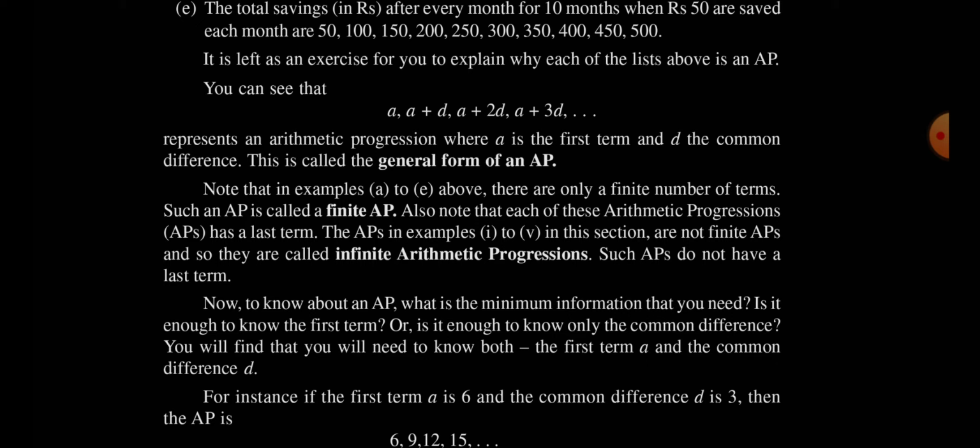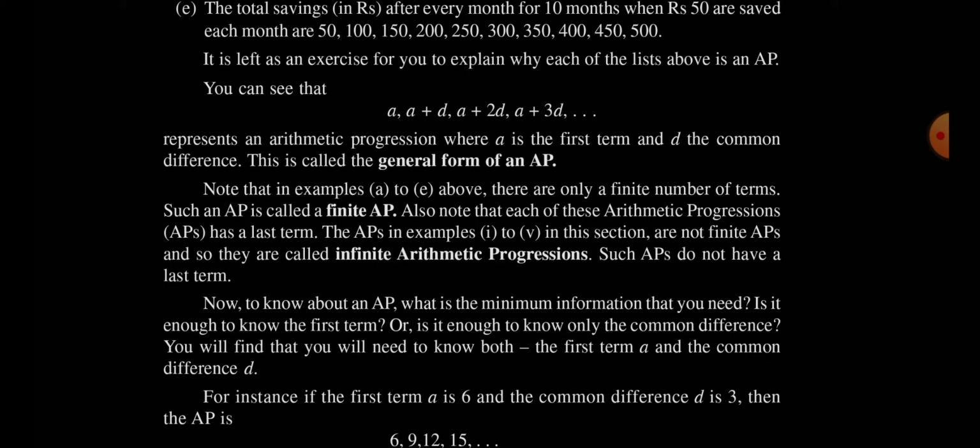You can see that a, a plus d, a plus 2d, a plus 3d represent an arithmetic progression, where a is the first term and d the common difference. This is called the general form of an AP.